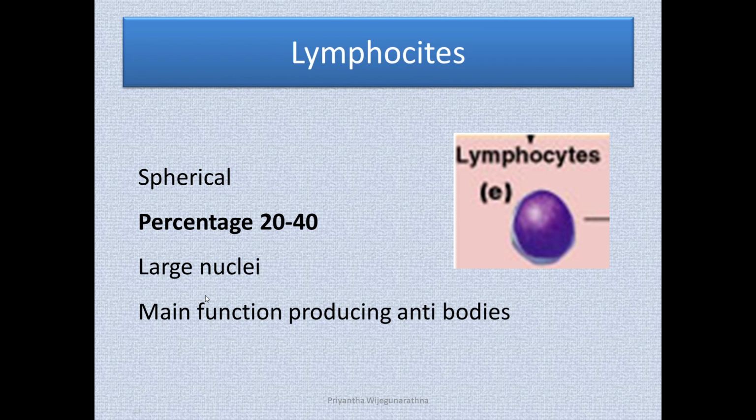You learned three kinds of granulocytes and two kinds of agranulocytes. Lymphocyte is a kind of agranulocyte or non-granulocyte. It has a large spherical nucleus at the center. The percentage of lymphocyte is 20 to 40%. The main function is producing antibodies. When a certain germ enters your body, you are protected by producing antibodies. Unlike engulfing of bacteria, here the lymphocyte produces antibodies.